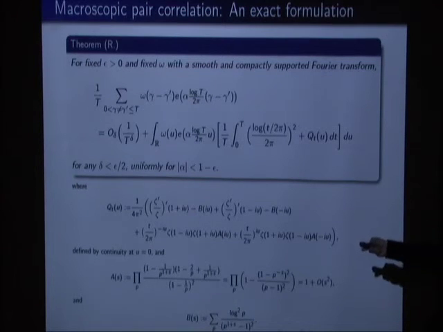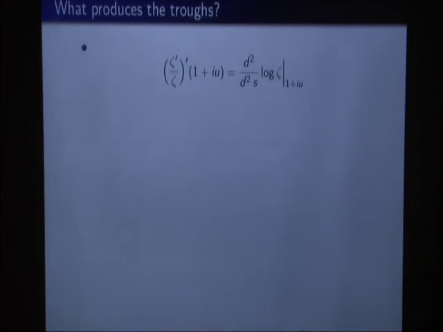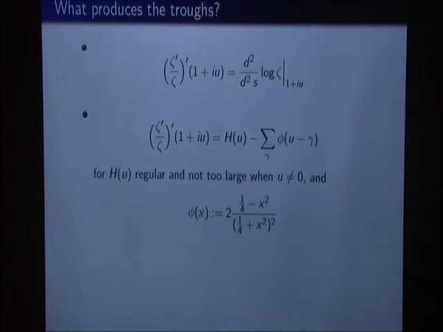Let me talk about these terms here and explain why they're sensitive to the locations when u is equal to some low-lying gamma. The reason, roughly, is just that this is the second derivative of the logarithm of zeta evaluated at 1 plus iu. The logarithm of zeta, of course, has some Hadamard product. You can just expand that out at 1 plus iu. There's no analytic difficulties in this argument.